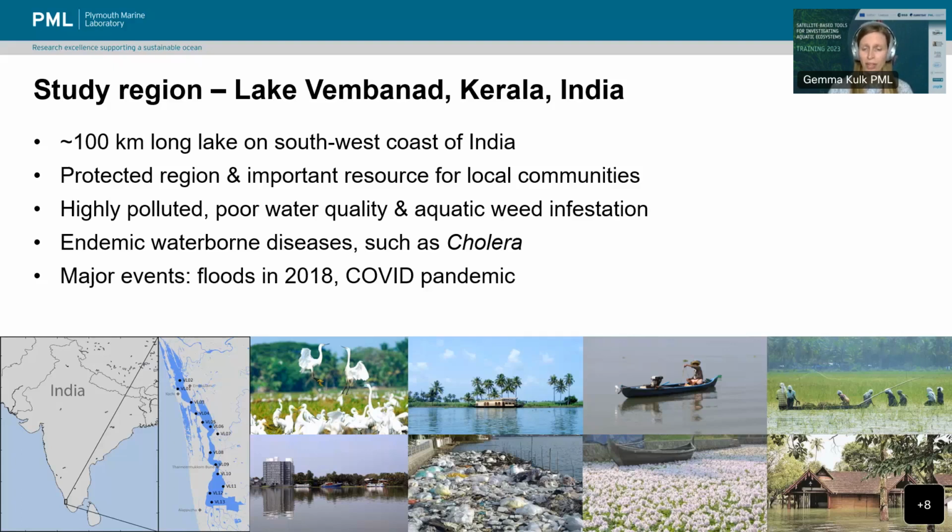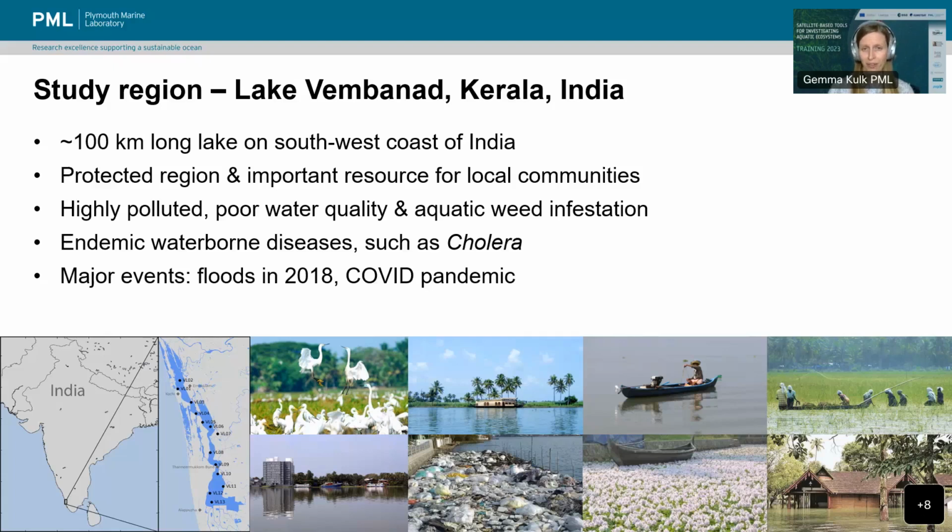The lake forms a really important resource for local communities and is used for coastal and freshwater aquaculture, capture fisheries, Vaikom rice cultivation, tourism, among many other activities. But Lake Vembanad is also under pressure from all of these anthropogenic activities, and that leads to domestic waste and sewage discharge, industrial pollution, including heavy metal contaminations and eutrophication, which all lead to poor water quality and aquatic weed infestation.